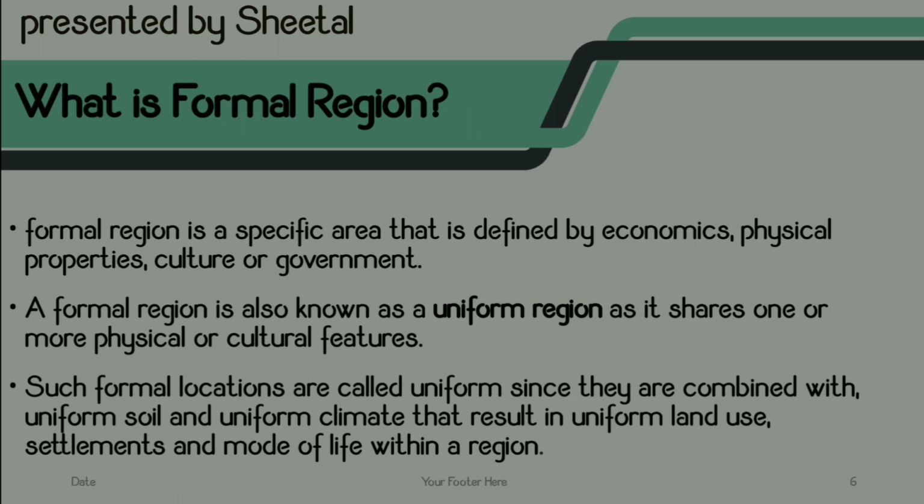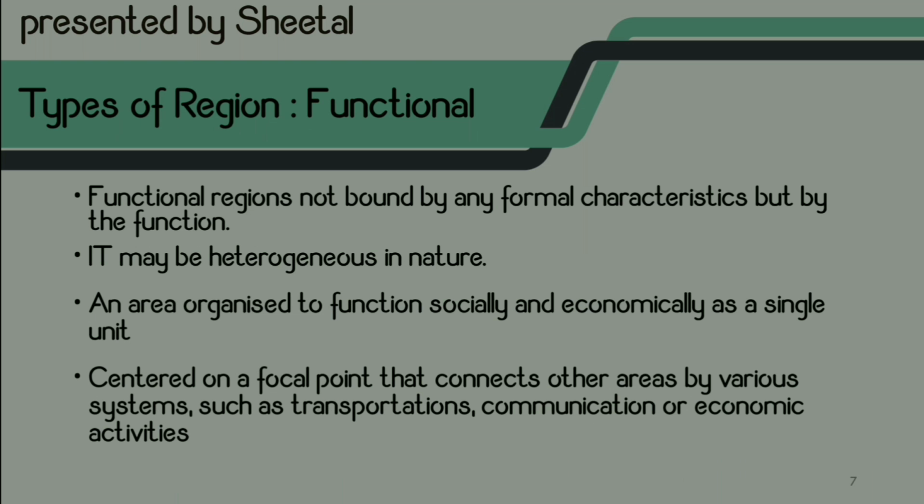If in an area you have the same type of soil throughout that area, then definitely the crops grown in that area will be the same. Then, if the climate is uniform throughout the area, you can find the same weather and the same temperature in that region. So this is how formal regions can be seen.